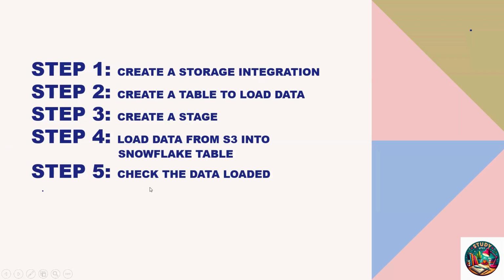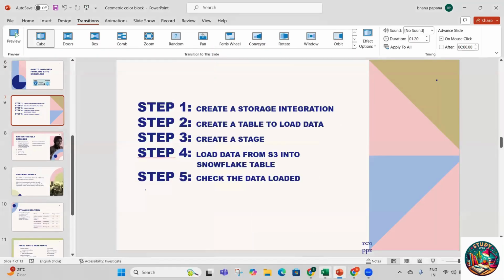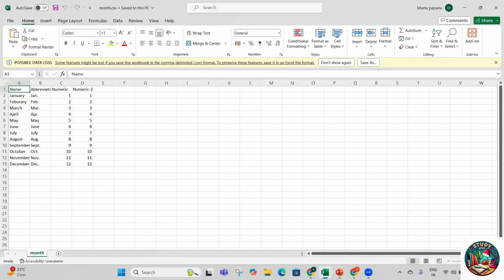Step 5, here we have to check whether the data is loaded or not. By using the select command, we can check the data which is loaded. Next, let us go to the practical. First of all, I want to show the data which I want to load into the AWS bucket. This is the file which I want to upload into AWS.